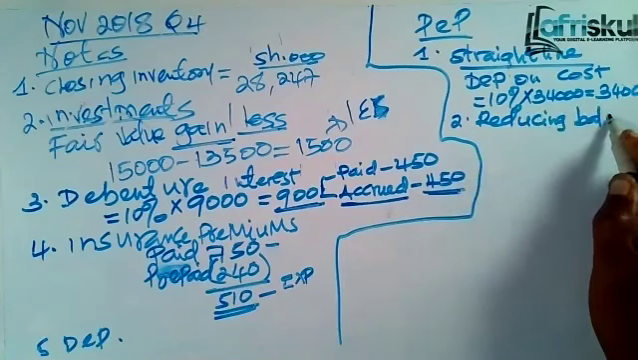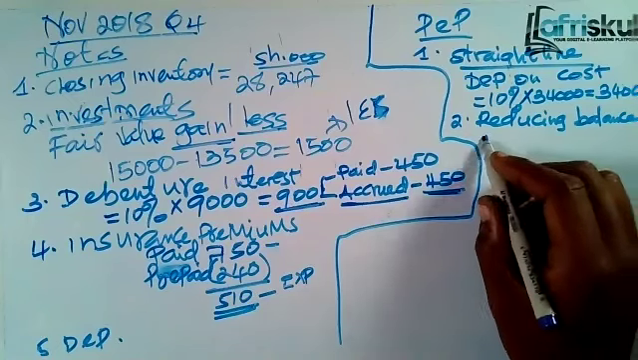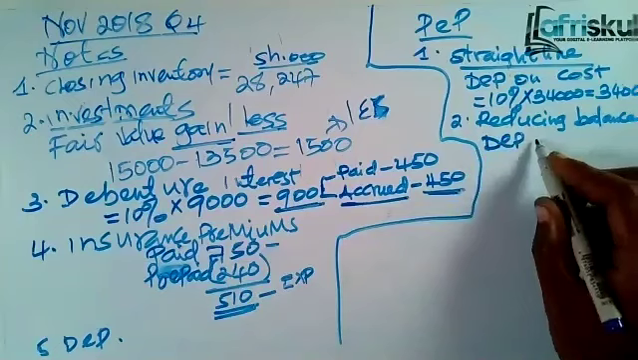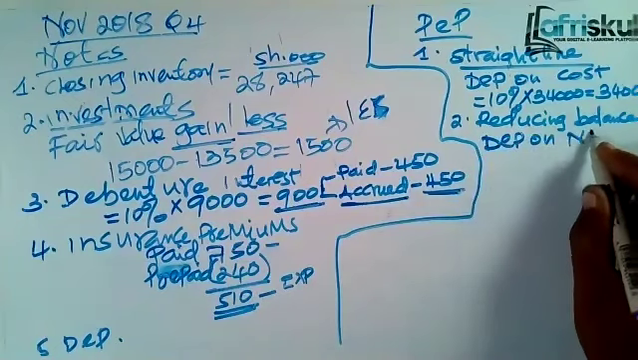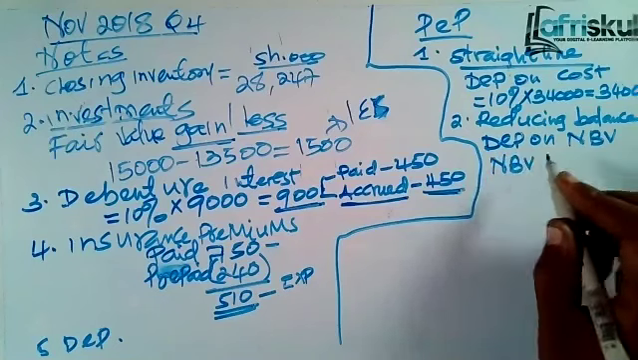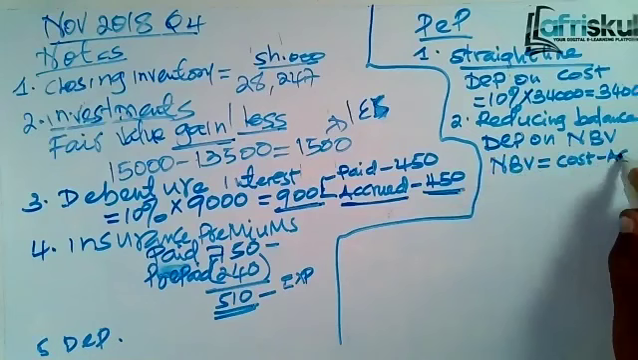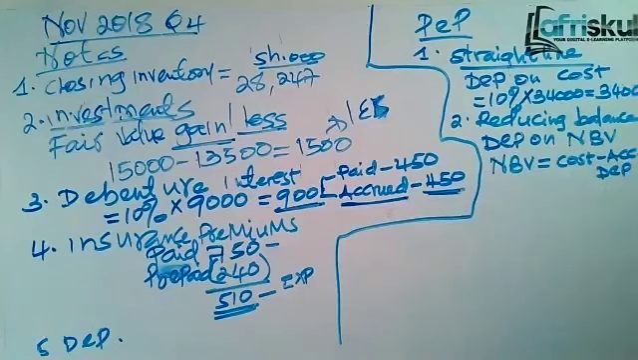Now, number 2, we have the reducing balance method, which is now on the second part of the motor vehicles, at the rate of 20% per annum on reducing balance. Now, on the reducing balance, is depreciation provided on the net book what? Value. So to get the net book value, I take the cost minus the accumulated depreciation.